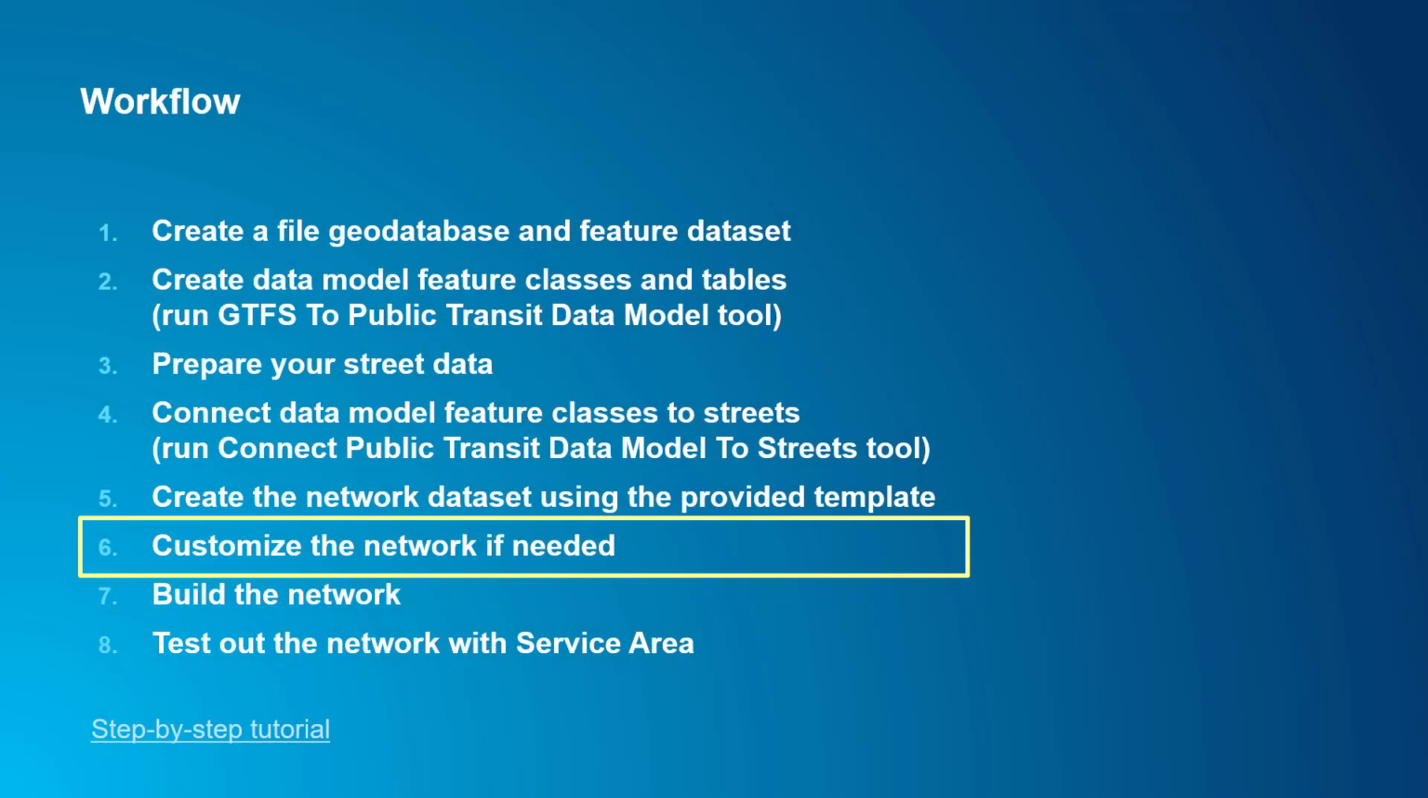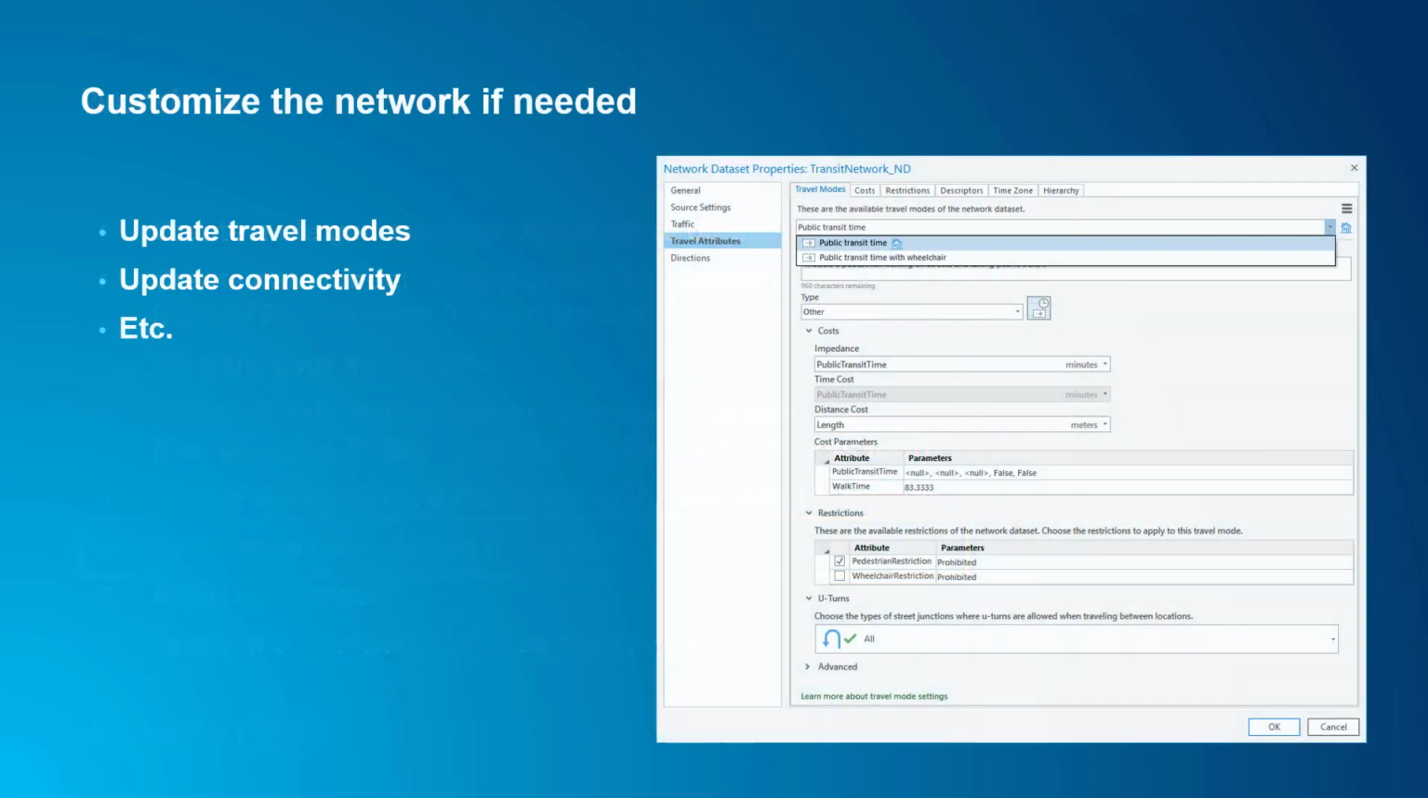Up next is to customize the network dataset if needed. After the network dataset has been created, now is your opportunity to examine all the network dataset properties and settings and customize them to suit your needs. You might want to add some new travel modes, update the connectivity policy, or make other customizations specific to your analysis needs and goals. I'm not going to talk about this in detail right now because all these detailed network dataset settings are the subject of the next video.